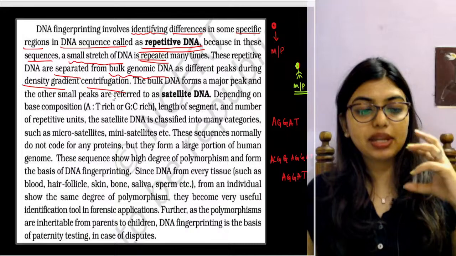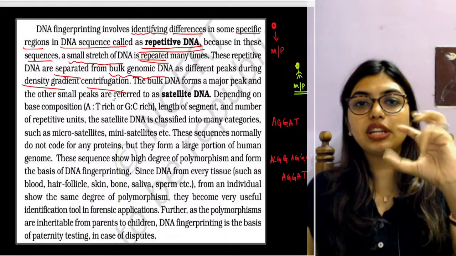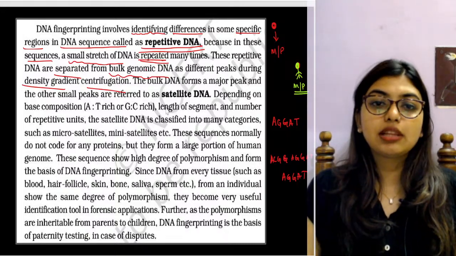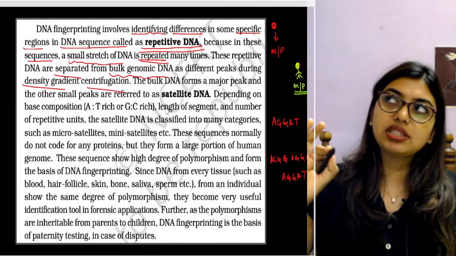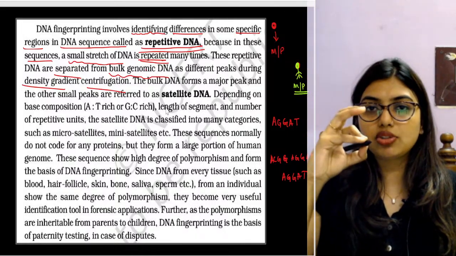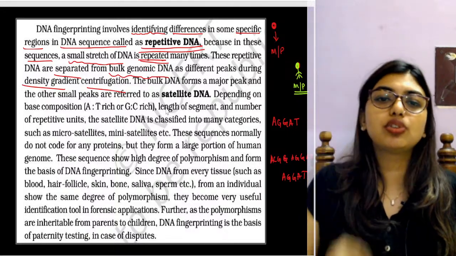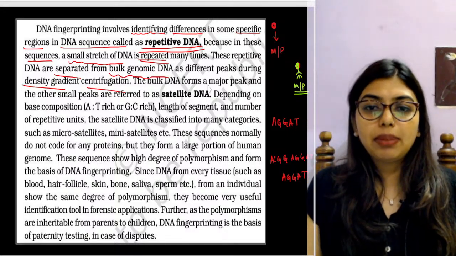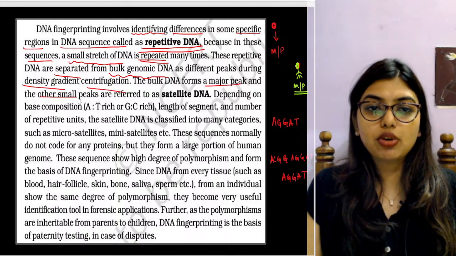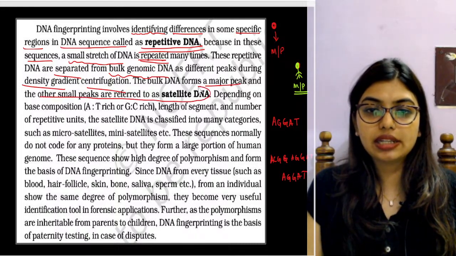That means we can separate the different densities of DNA with centrifugation. The bulk DNA will be the major peak. That means the highest amount of supernatant that we'll have, that whole thing will be the bulk DNA, and then the pellet will be the one which is going to be the repetitive DNAs. The bulk DNA forms a major peak, and the smaller other peaks are referred to as satellite DNAs.